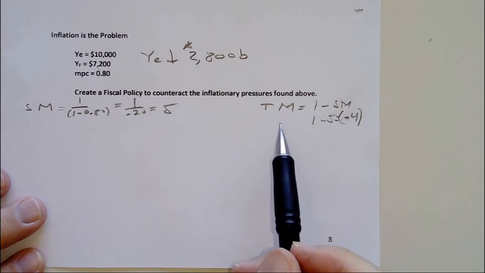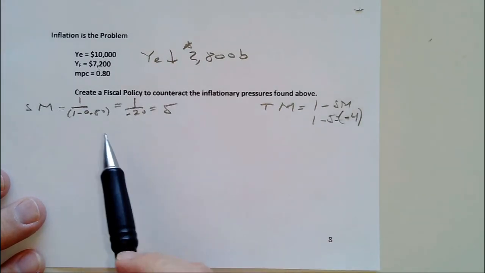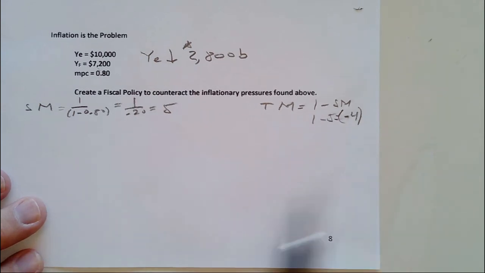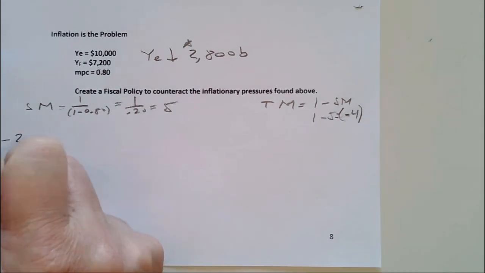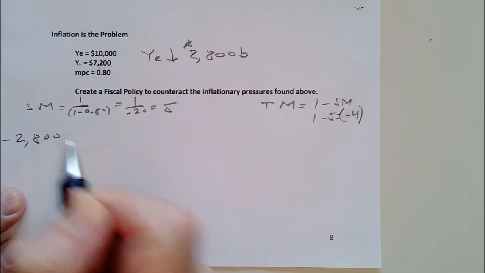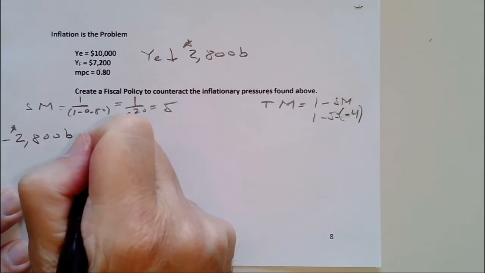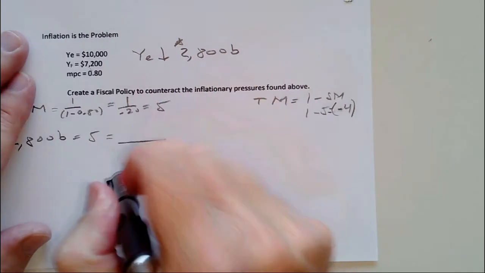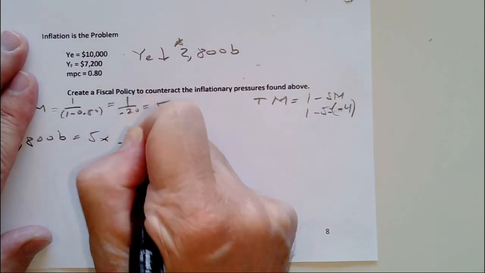And so if you take the MPC, which is 0.8, over the MPS, which is 0.2, negative 0.8 divided by 0.2 would also give us a negative 4. We want to bring down income by $2,800 billion. The spending multiplier is 5. We want to know what would be the change in G here to do it?